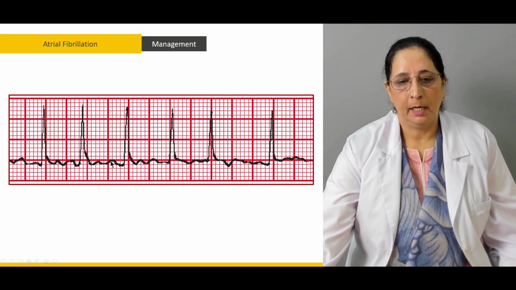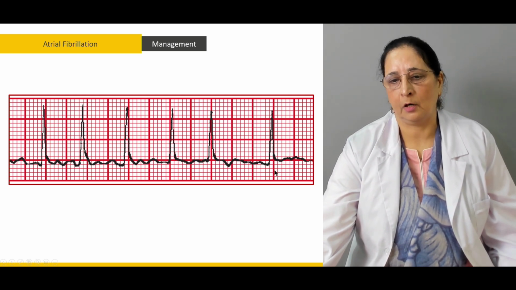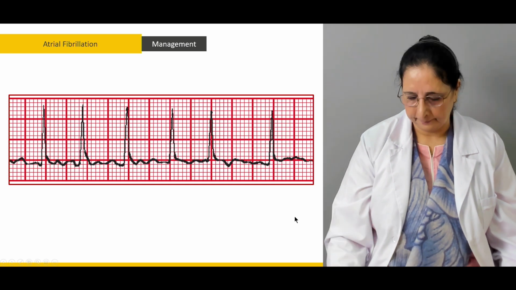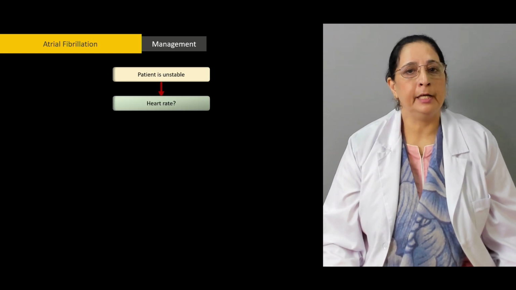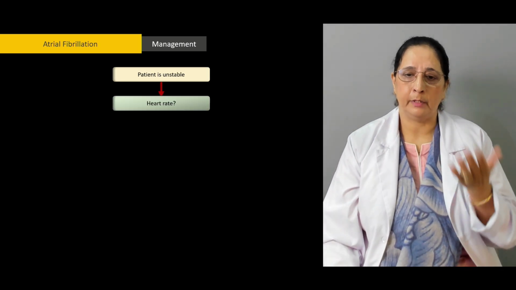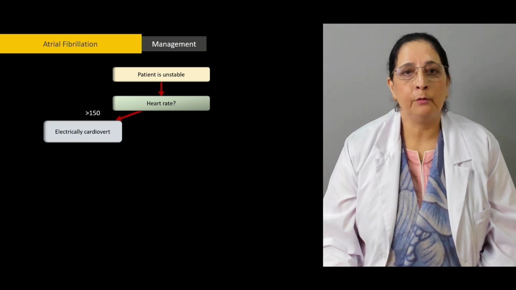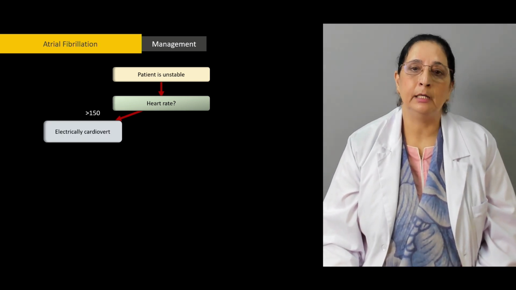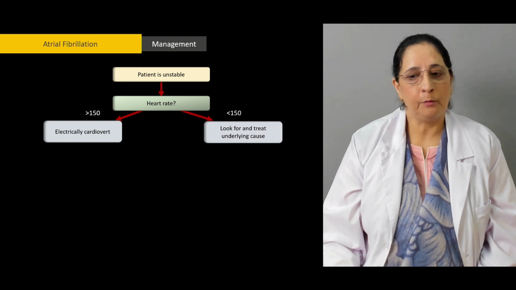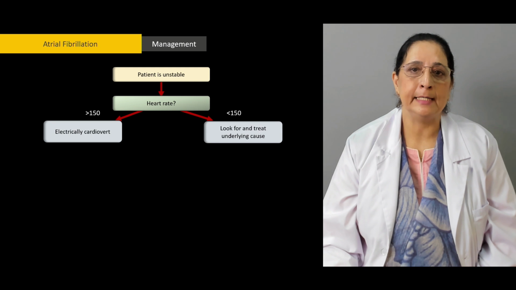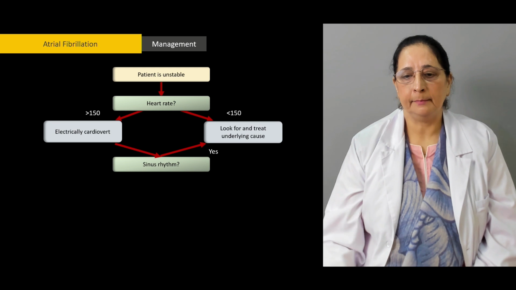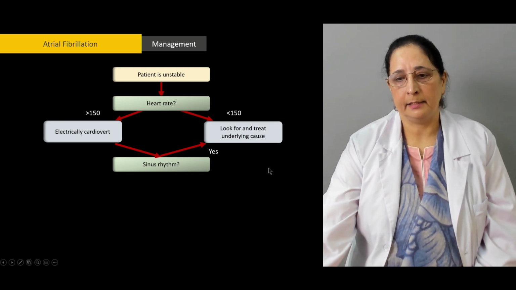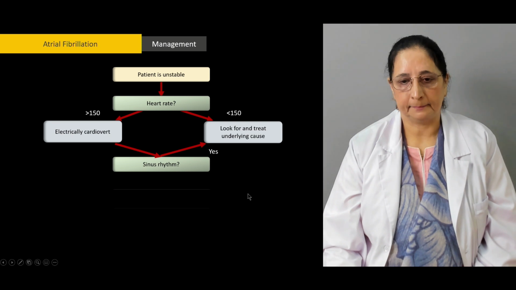In the patient with atrial fibrillation, you can see the P waves are not in a regular rhythm. So, atrial fibrillation. Management: if the patient is unstable, look at the heart rate. If more than 150, do the cardioversion. If less than 150, look for and treat the underlying cause. If sinus rhythm, again, we should look and identify the underlying cause.